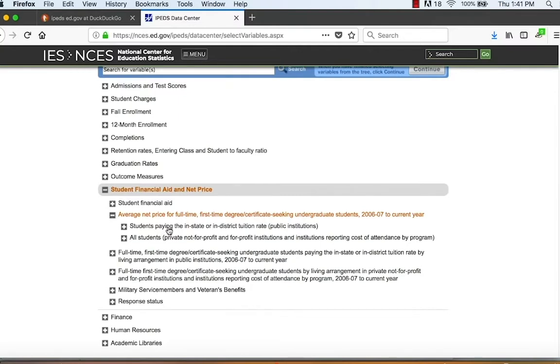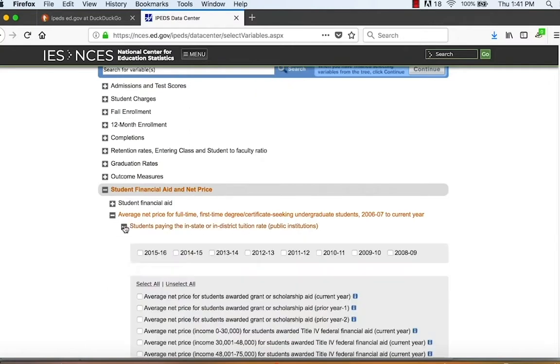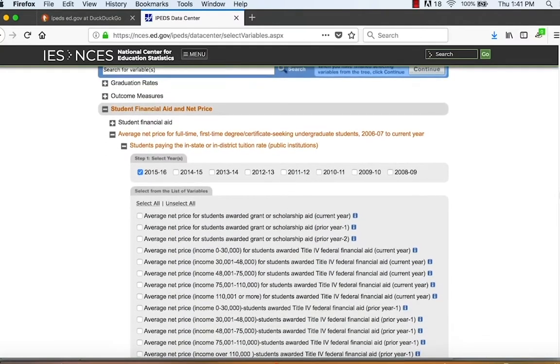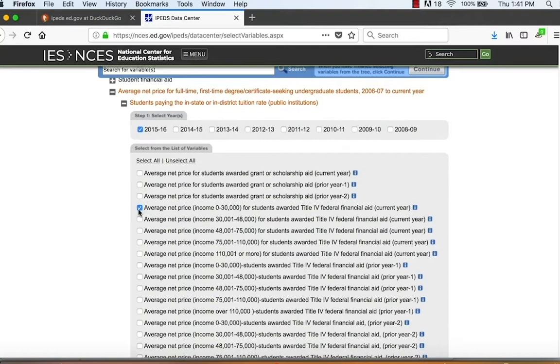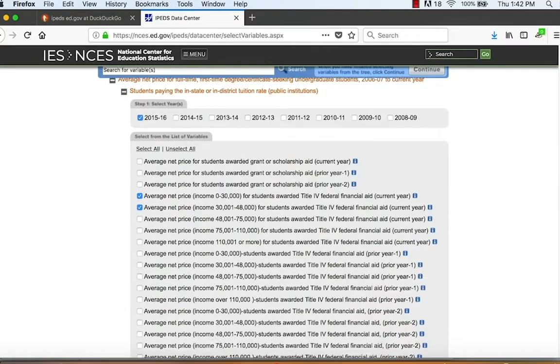Okay, so you can see if you're comparing public and private schools, you have to download two different variables. I don't know why that is. It's kind of crazy, but it is. And you have to choose the time period for which you want the data. And we're going to choose the average net price for the lowest income student. Okay, so 0 to 30,000. And since Pell Grants pretty much go to people earning up to about 45,000, let's include this group too.